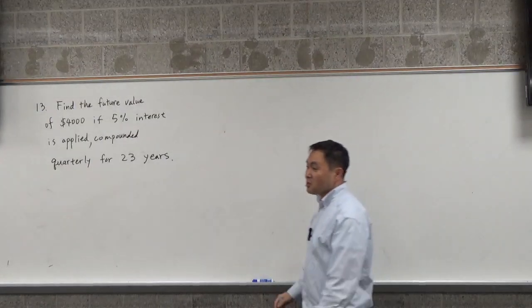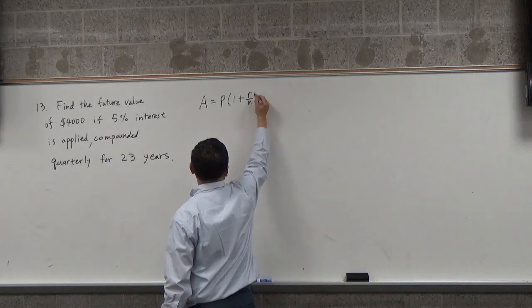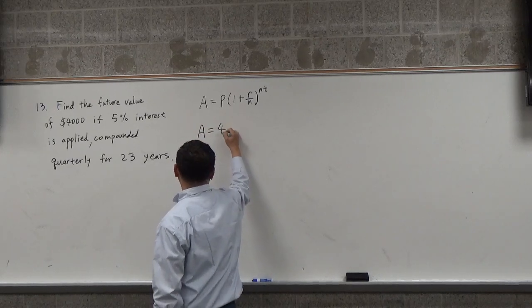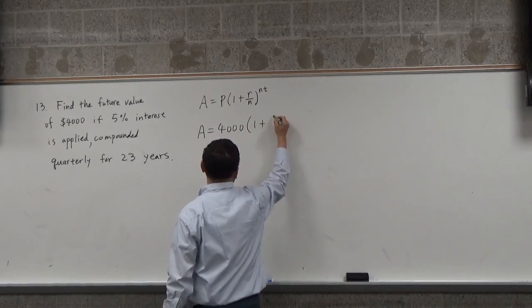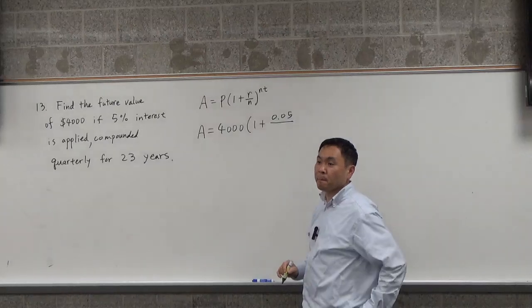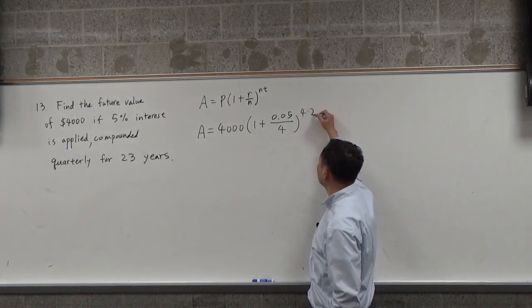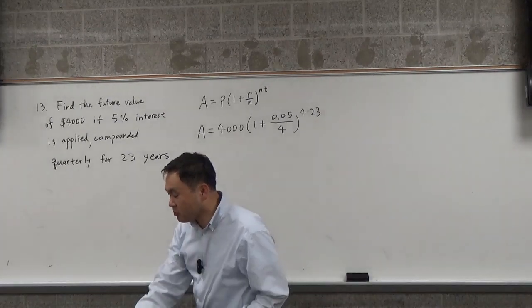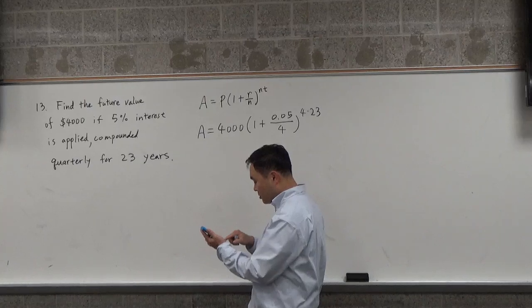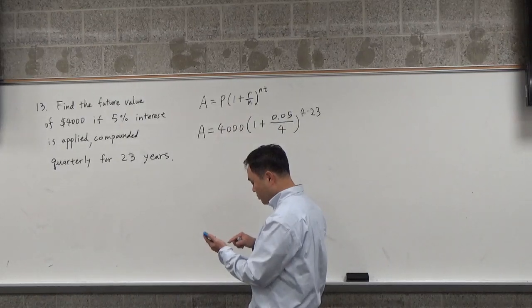This last question is just plug and chug with the formula A equals P times 1 plus r over n to the nt. And you're really looking at the future value with principal P 4,000, 0.05 is your rate. What's n? 4 because it's quarterly. What's t? 23 years. So that's what you have to compute. So I'll just type the whole thing: 1 plus 0.05 divided by 4, to the power of 4 times 23.